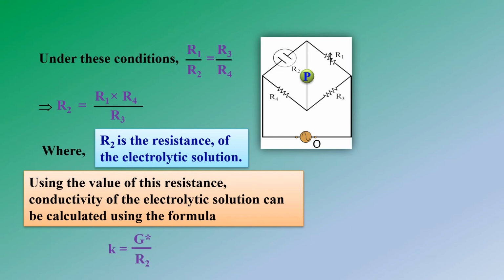formula K is equal to G star divided by R2. So we are interested to calculate the conductivity. This can be calculated by using the formula G star divided by R2. G star is the cell constant, which is constant for a particular conductivity cell, and R2 is the resistance of the conductivity cell that is calculated by using this Wheatstone bridge network. So this value is known, which means we can easily calculate the conductivity of the cell.